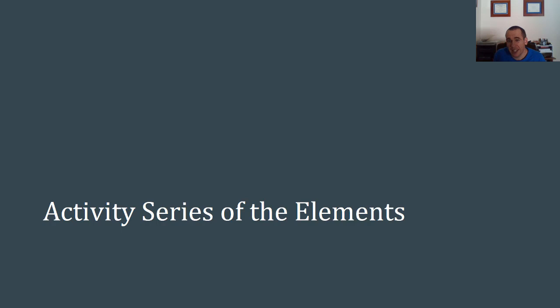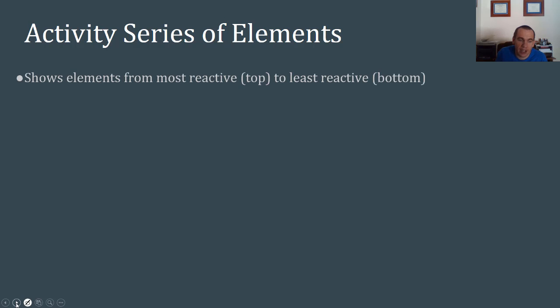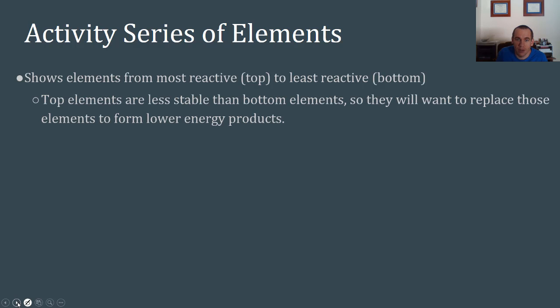In this lesson, we're going to look at the activity series of the elements, and really all we're doing is giving an order of reactivity of the elements. So if something is higher on the list, it is more likely to replace something that is lower on the list, and a spontaneous reaction will occur. To get the reactions to occur the other direction, we usually have to add energy to make that happen.